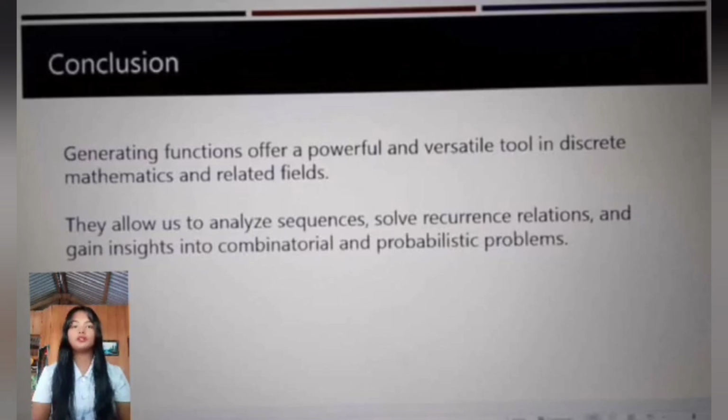Conclusions. Generating functions offer a powerful and versatile tool in discrete mathematics and related fields. They allow us to analyze sequences, solve recurrence relations, and gain insights into combinatorial and probabilistic problems. In short, generating functions are useful tools for solving mathematical problems involving sequences and patterns.